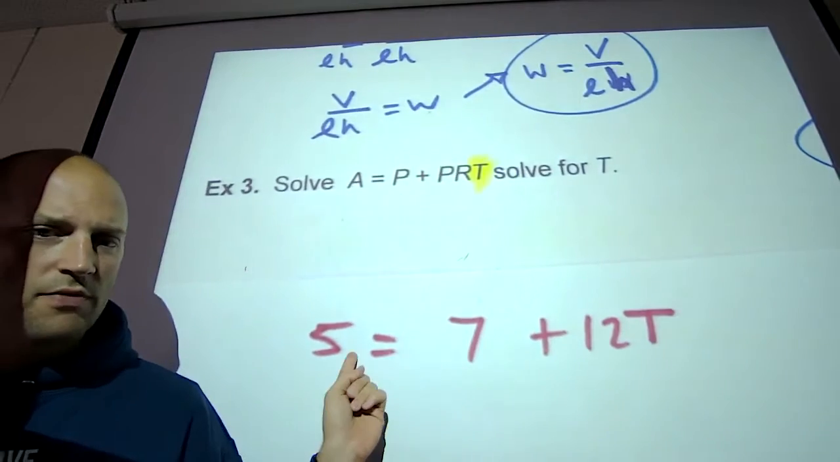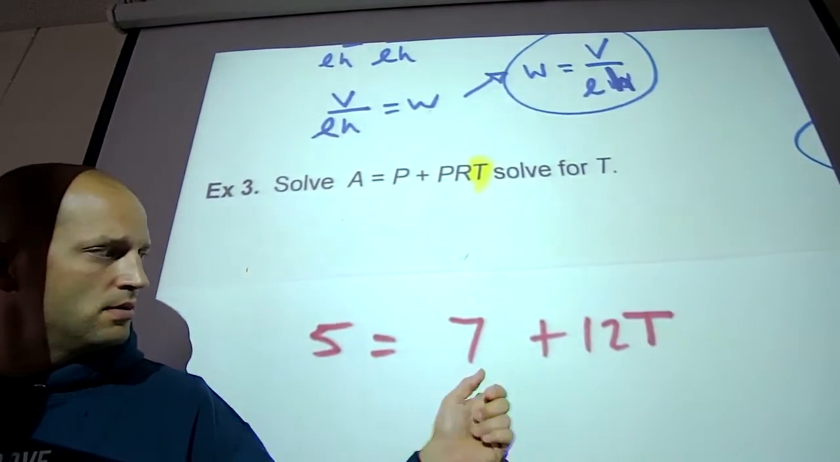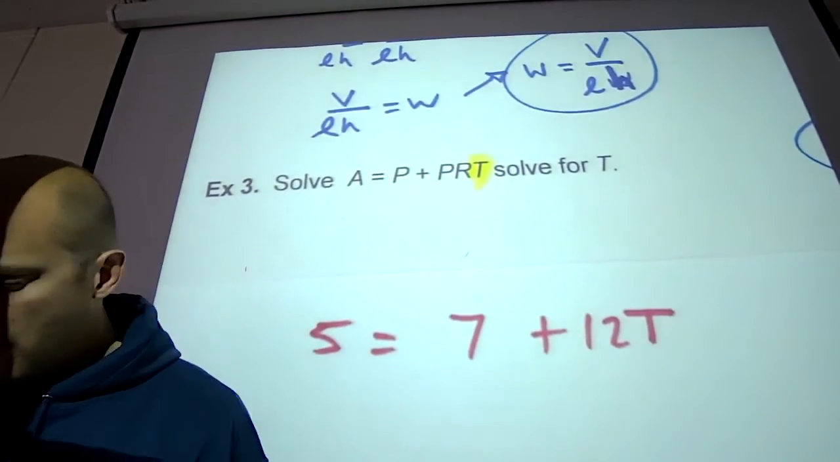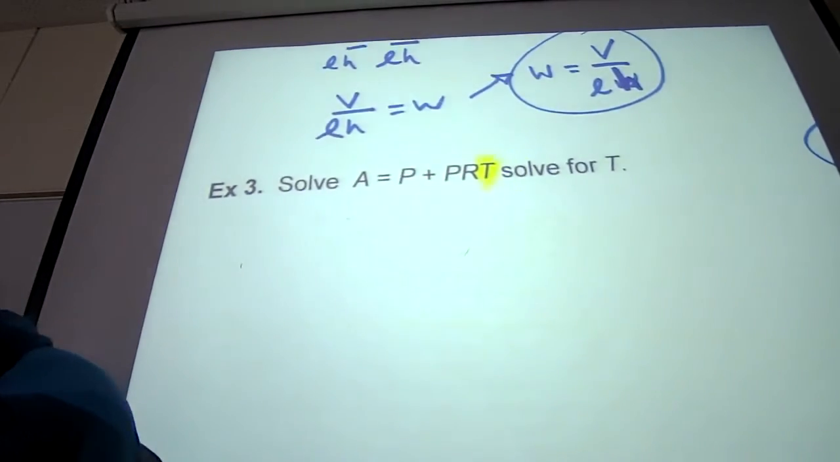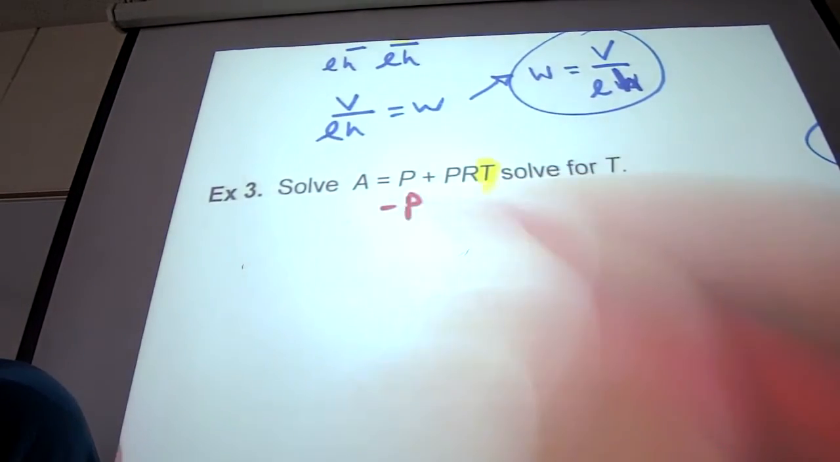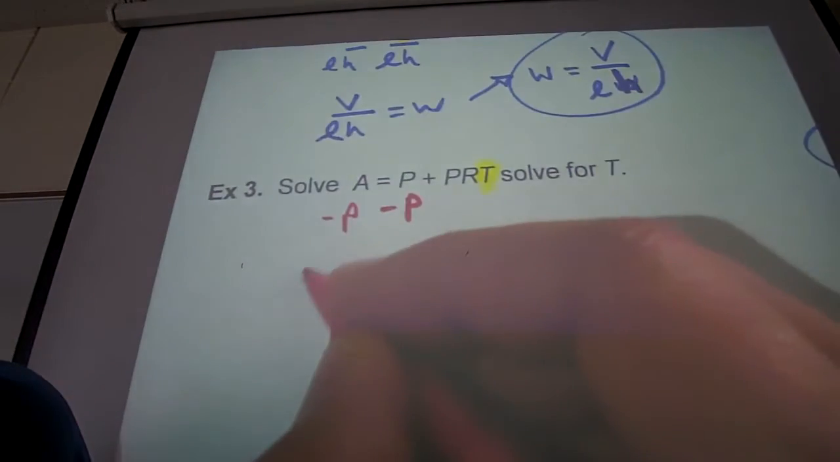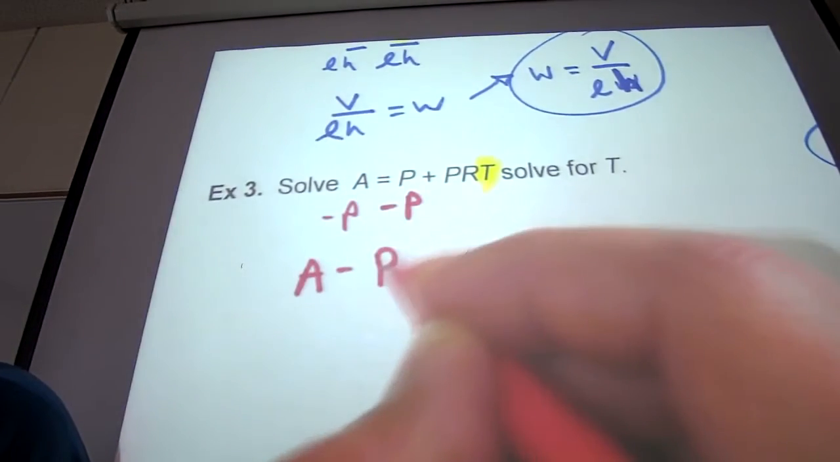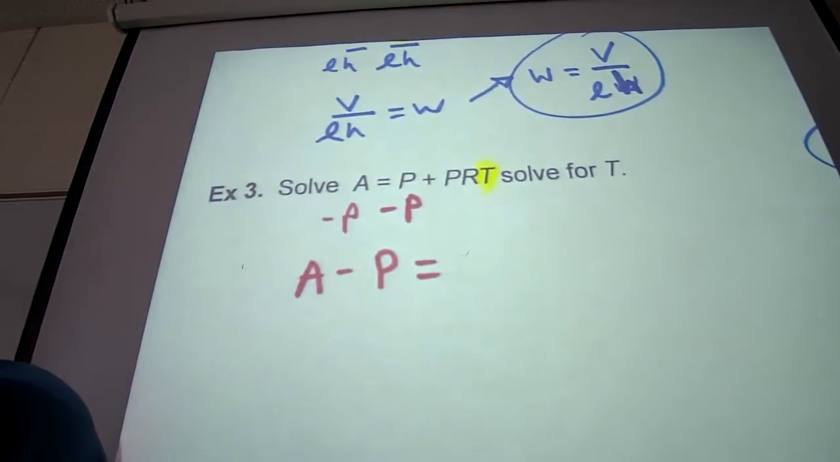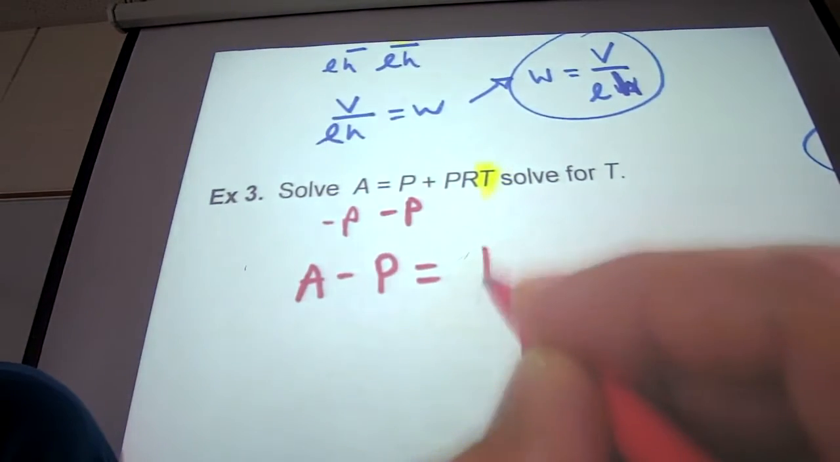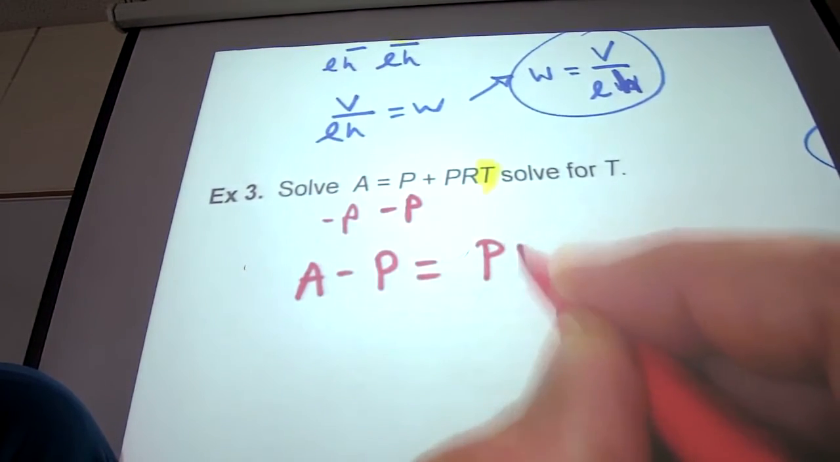You would subtract 7 first, right? So we always add or subtract, and we move that over. So I would subtract, in this case, this P first. What's A minus P? I don't know. A minus P. Just leave it the way it is. You can't combine it. And now that equals PRT.